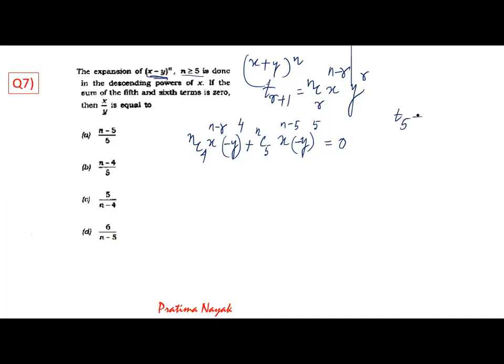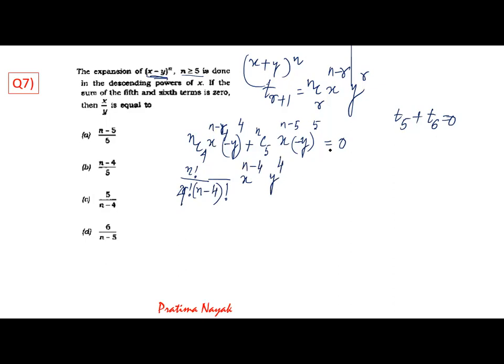T5 plus T6 is equal to 0. T5 is nC4, one less, minus y to the power 4, x to the power n minus 4. Here nC5 minus y to the power 5, x to the power n minus 5 is equal to 0. Now nC4 is n factorial over 4 factorial into n minus 4 factorial. And here x to the power n minus 4, y to the power 4, it will be positive.